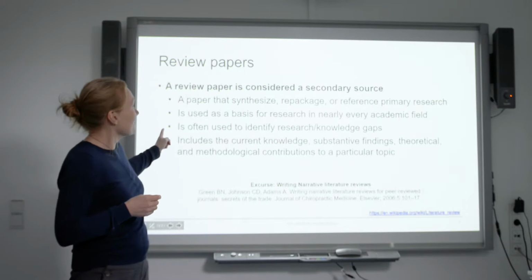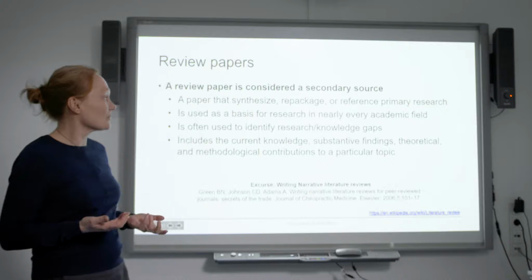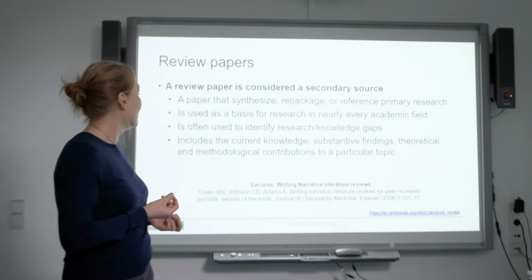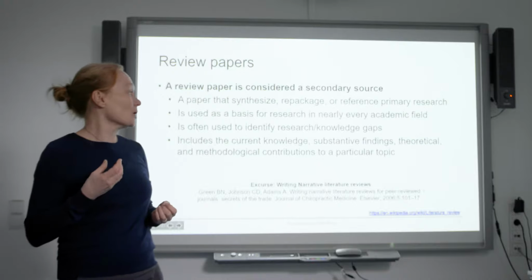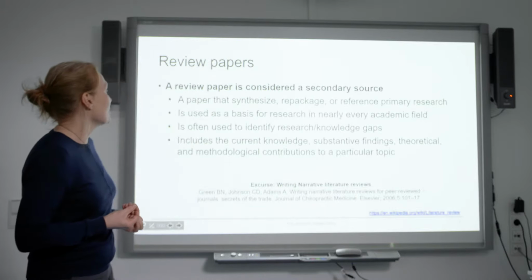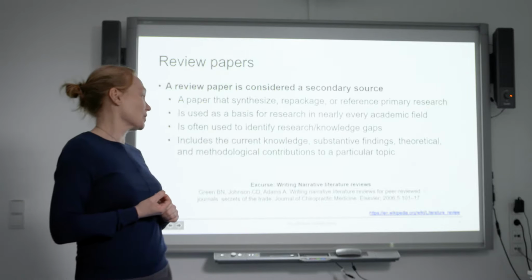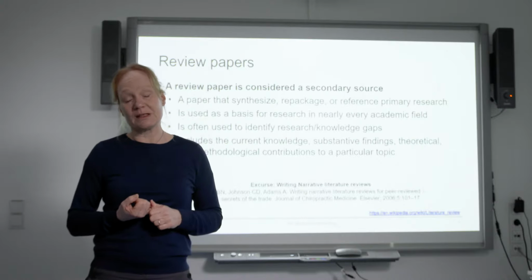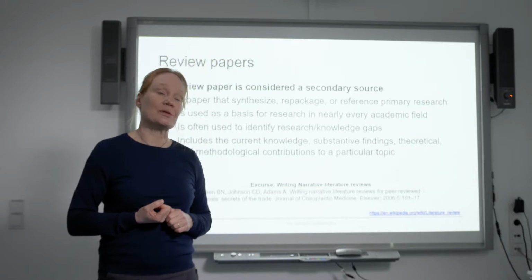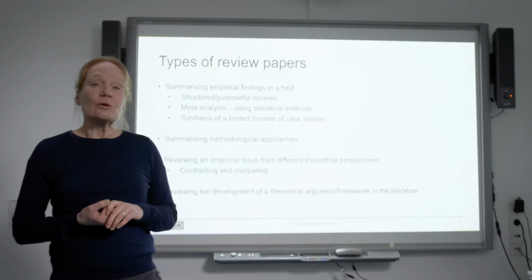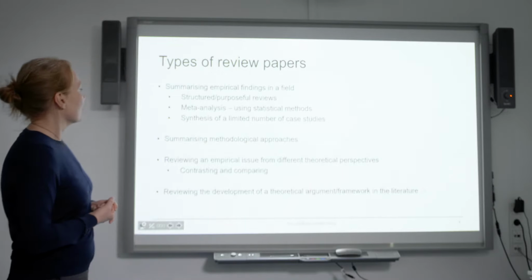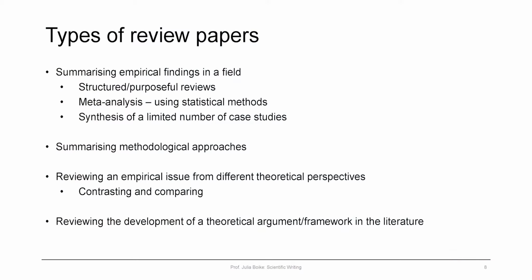These review papers are very important because they are used as a basis for research in nearly every academic field. They are often used to identify research knowledge gaps, and include the current knowledge, substantive findings, and theoretical and methodology contributions to a particular topic. I will give you some examples of these review papers now. There are differences in review papers as well. For example, I can summarize empirical findings in the field by a structured, purposeful review. I can do a meta-analysis using statistical methods. I will show you an example in the following.